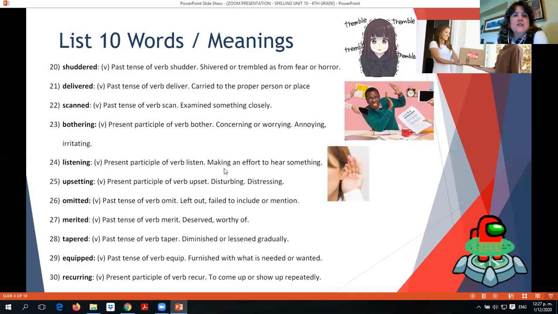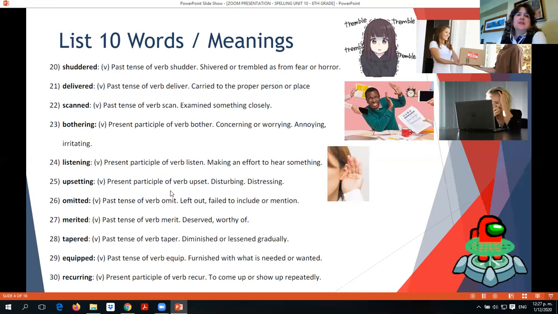Listening is making an effort to hear something. So she's listening to something. Upsetting is the present participle of the verb upset, and it means disturbing or distressing. For example, this woman here, she might be reading something that is upsetting to her because look at her face.